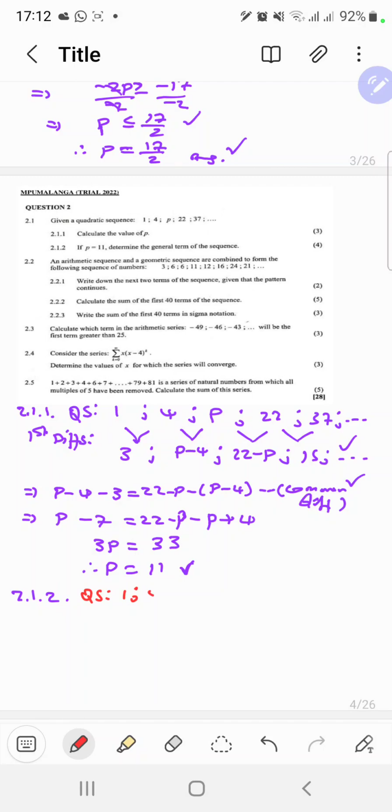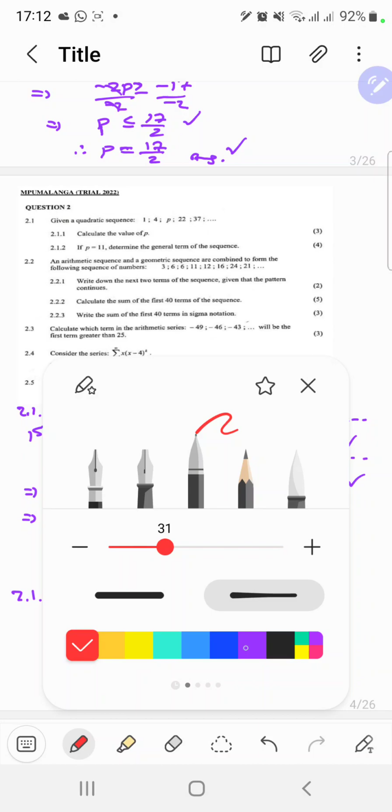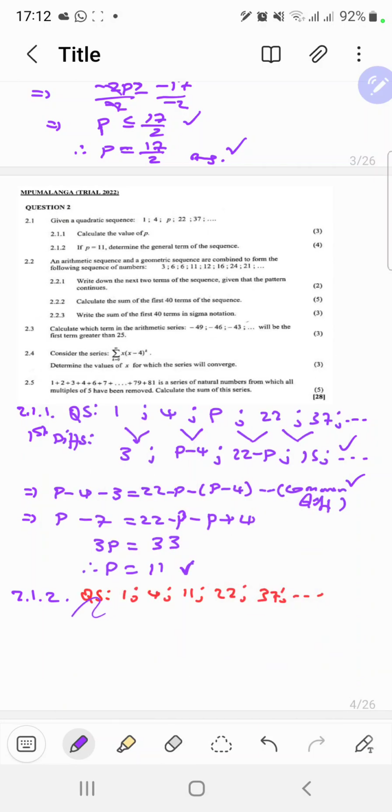It's 1, 4, 11, 22, 37, and on and on. And then we have ourselves our first differences. When you take those 2, you get a 3. You take those 2, you get 7. When you take those 2, you get 11. Take those 2, you get a 15. Okay, so this is a sequence on its own.